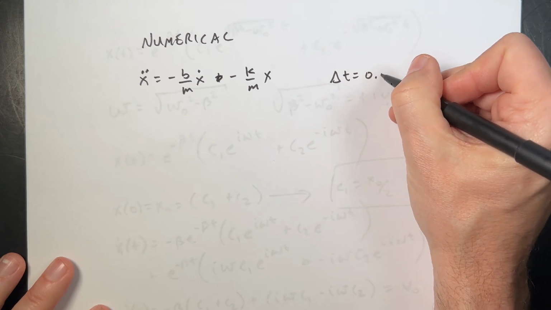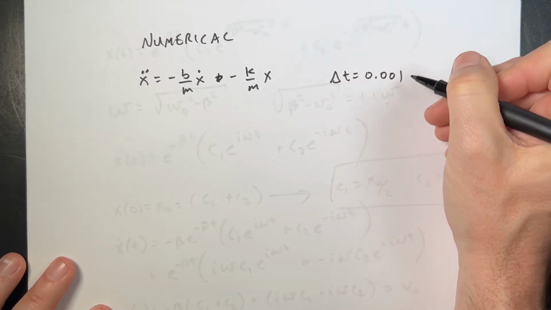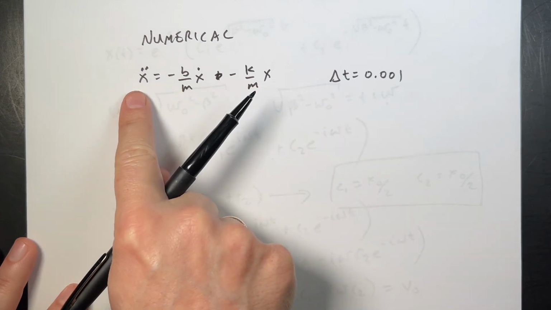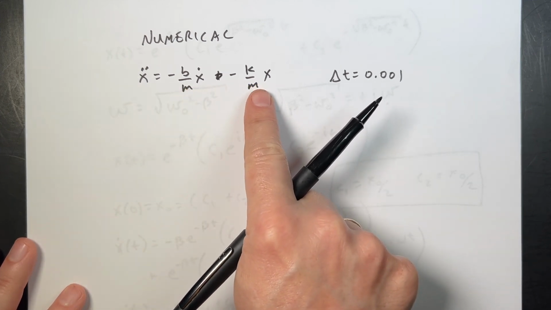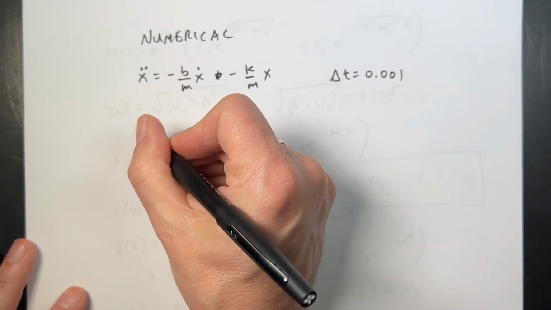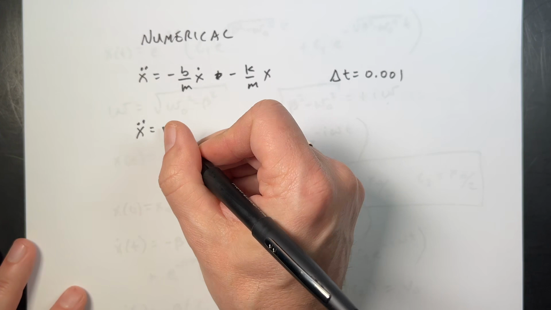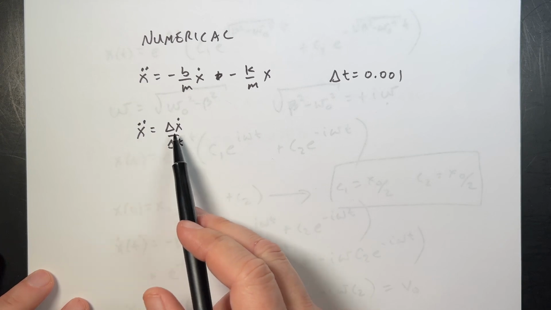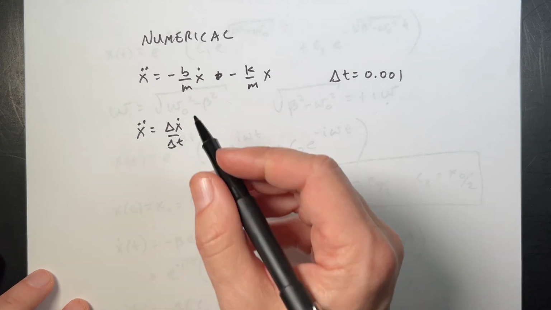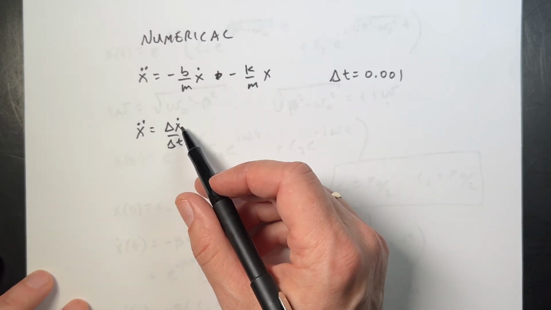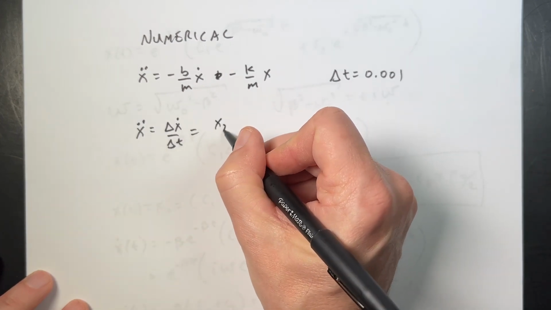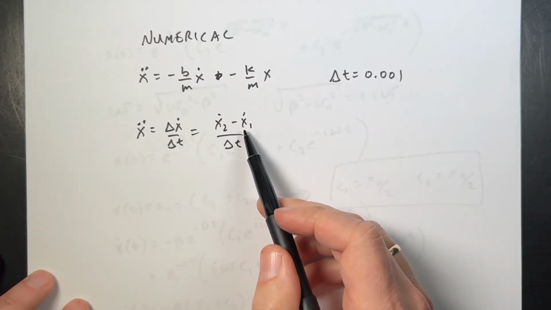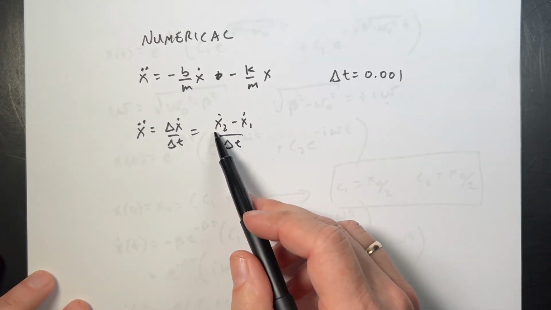Delta t equals 0.001 seconds. During that time interval, I can calculate x double dot using this equation. And now if I assume it's constant, I can also write x double dot is equal to delta x dot over delta t. So instead of writing x double dot as a derivative, I'm going to use a difference. I can write this as x2 dot minus x1 dot over delta t. Here, x1 dot is the velocity at the beginning of the time interval, x2 dot is at the end.